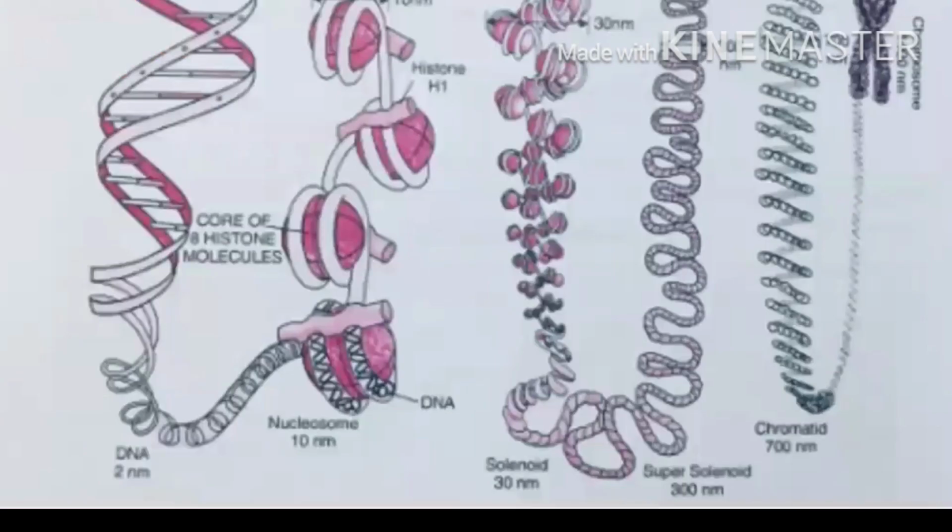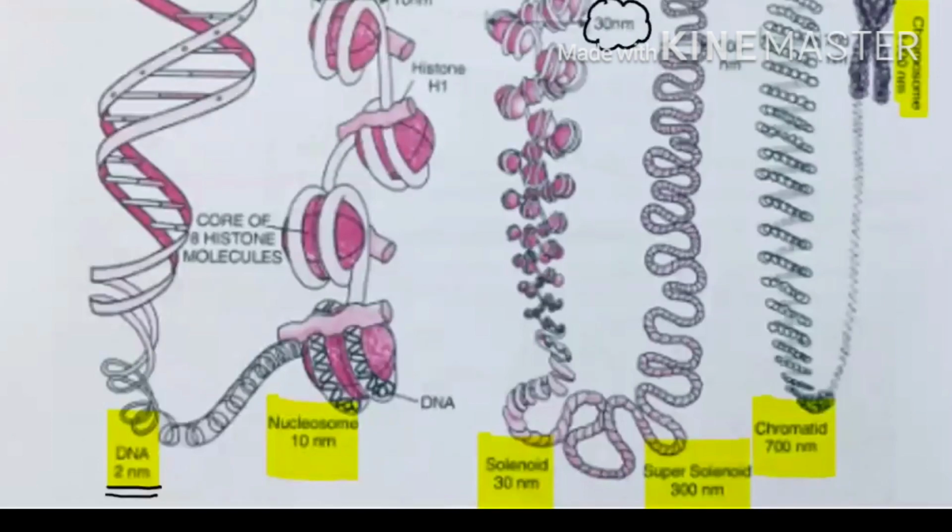Now see the DNA, which is 2 nanometer in diameter. We have already discussed in the previous video that DNA is 2 nanometer in diameter. It is making into nucleosome which is 10 nanometer in diameter. If you see 3 nucleosomes, they are making into solenoid. See this diagram, solenoid is 30 nanometer in diameter, and nearly 10 solenoids become a super solenoid of 300 nanometer in diameter. Then the chromatid is 700 nanometer in diameter, and finally the chromosome is 1400 nanometer in diameter.